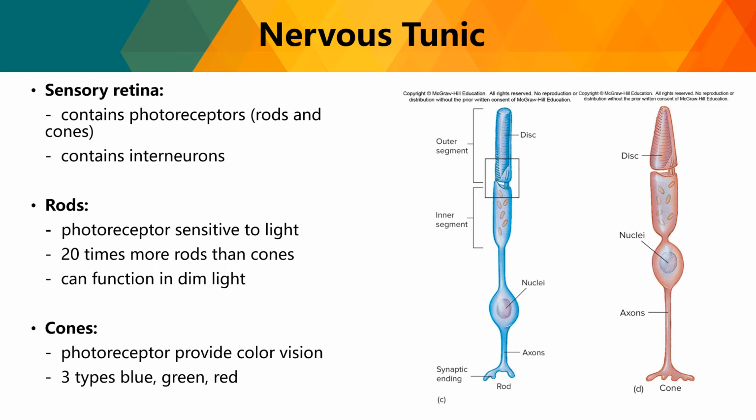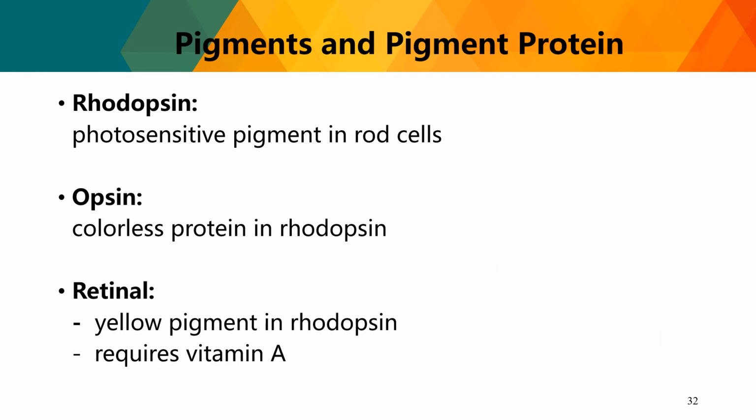Okay, you see here the synaptic endings. It has an axon, a nuclei, and of course the inner and outer segments and the disc. Okay, but for cones, yung dulo niya kasi it's patusok. Okay, it has an axon, a nuclei, and of course the disc. So the pigments and pigment proteins.